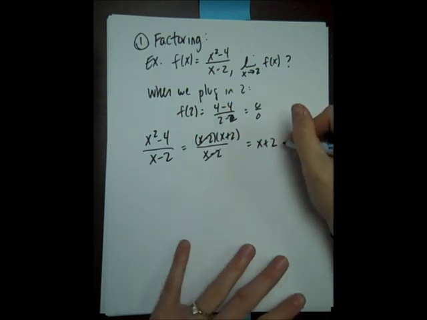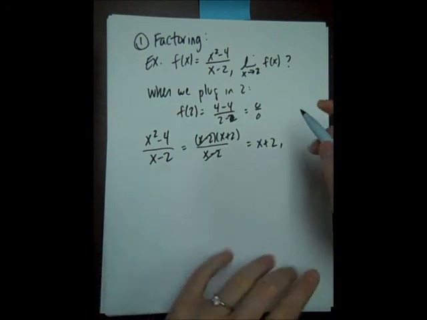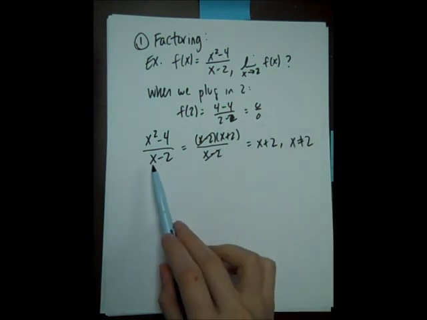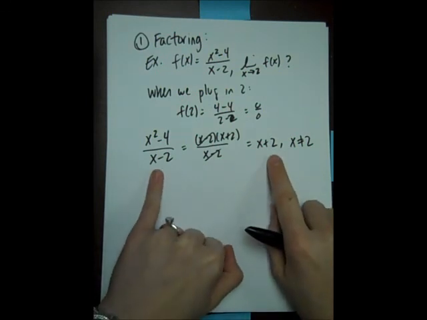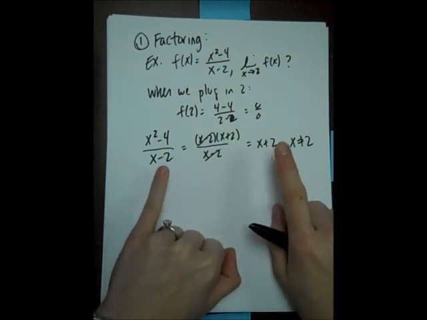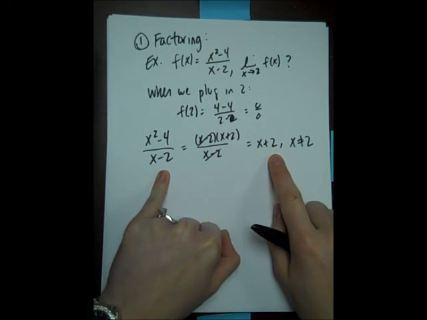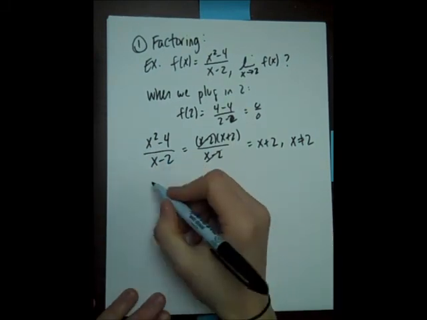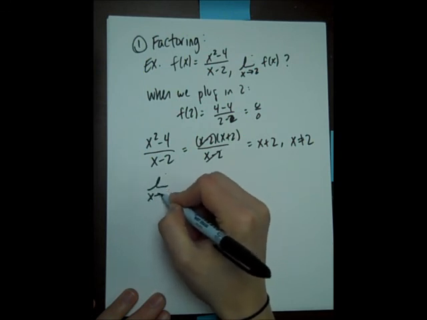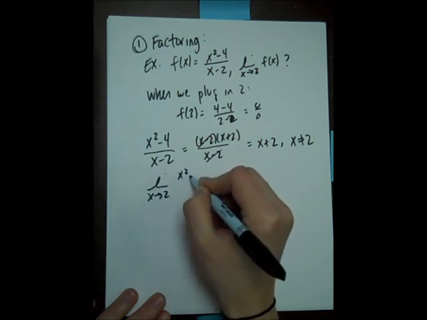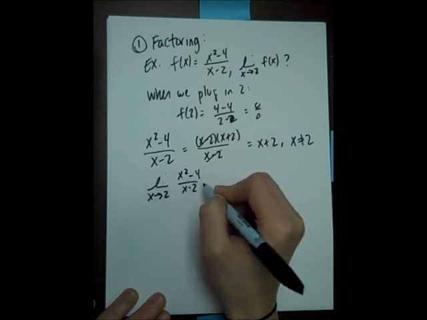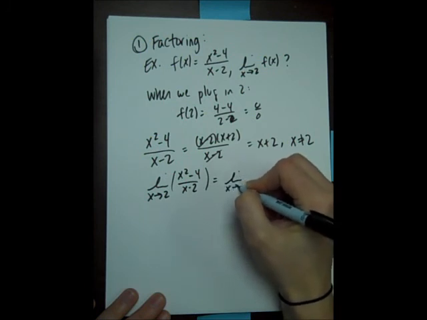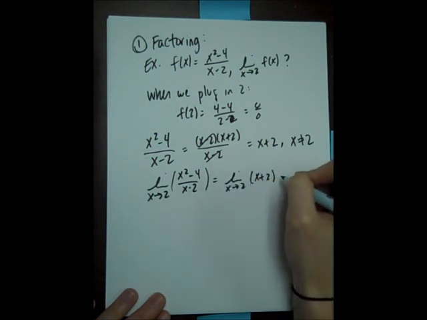But you want to be careful. These 2 things are only equal for x not equal to 2. Because I can't plug in 2 to the left-hand side. So these are only true for x not equal to 2. But it's okay in the limit form. Limits, we're not talking about function values, we're talking about the limit of a function. So doing this factoring tells us that the limit as x approaches 2 of my function, x squared minus 4 over x minus 2, is the same as the limit as x approaches 2 of x plus 2.